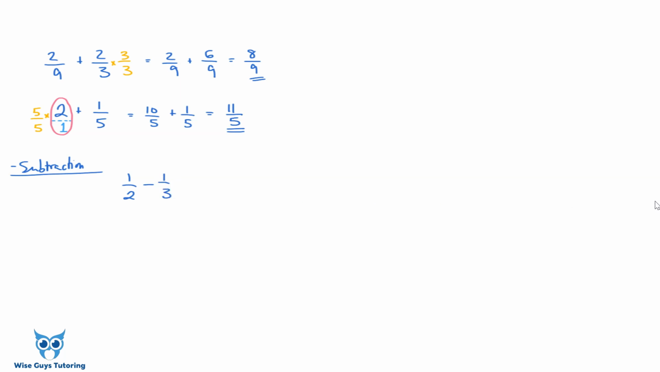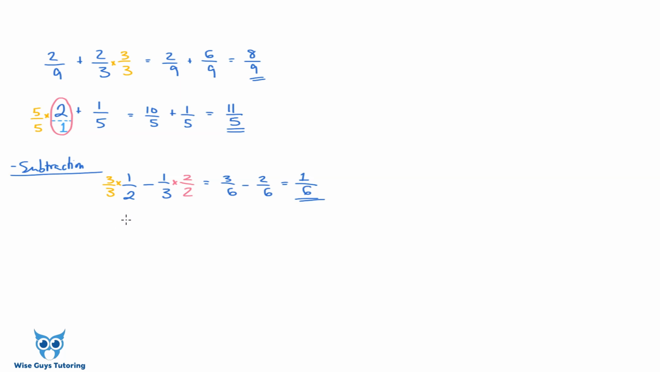Again, this is a case where they are not factors of each other. You're just going to have to multiply them top and bottom by the denominator of the other, and that'll give you both of them over 6. And then we can work with that. So it's 3 over 6 minus 2 over 6. And you just subtract 3 minus 2. That gives me 1 over 6. That's the answer. So as you can see, subtraction is exactly the same as addition. Only obviously you subtract.